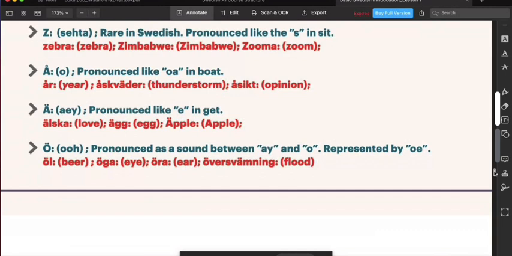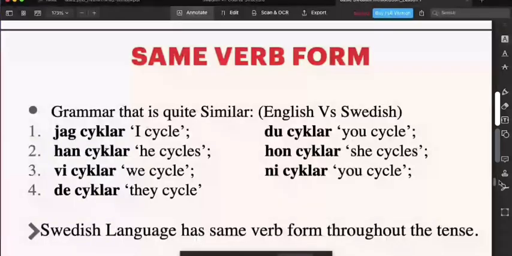Next, we can have a very basic comparison with English. First is verb comparison. You have only one verb that you can use as subject in Swedish. In English, we change verb for third person. He, she, it, you place S-E-S in present tense. But here I have same verb. Jag cyklar, I cycle, han cyklar, he cycles, we cyklar, de cyklar, they cycle, du cyklar, hon cyklar, ni cyklar.